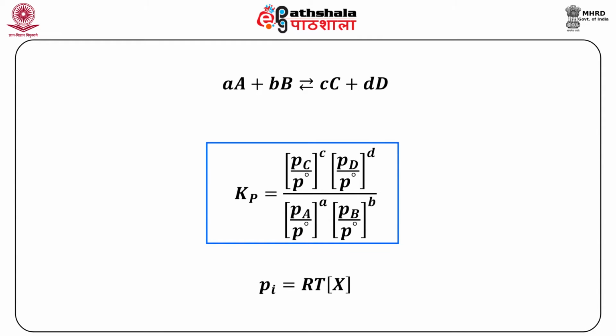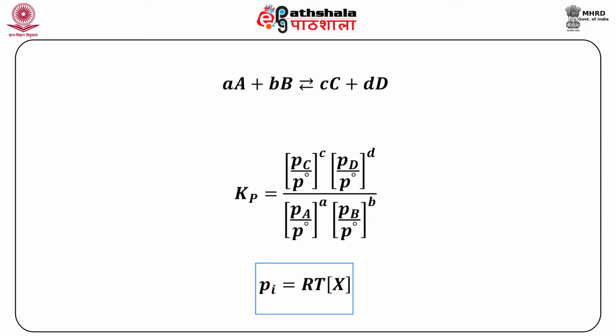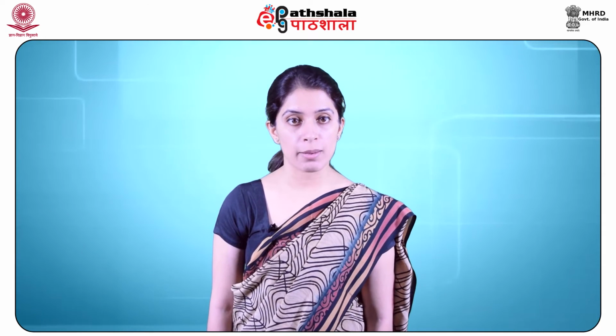The equilibrium constant for the reaction becomes (P_C/P°)^C (P_D/P°)^D over (P_A/P°)^A (P_B/P°)^B, where P_C, P_D, P_A and P_B are the partial pressures. In terms of molar concentrations, P_i equals RT times the concentration of the component X, and P° here is taken as 1 bar, again to make the equilibrium constant dimensionless.